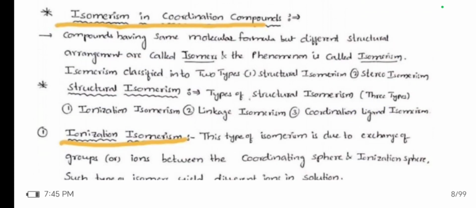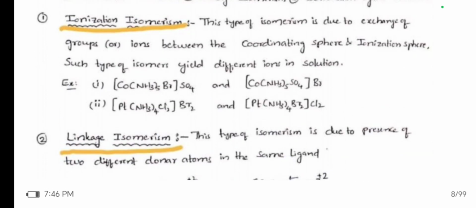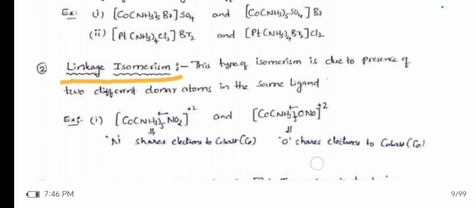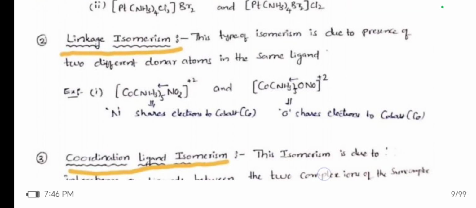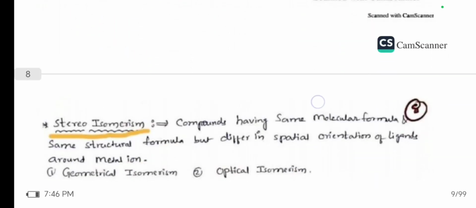Isomerism means here you have two different kinds: structural and stereo. Structural includes ionization, linkage, coordination, and ligand isomerism. For this, you practice examples. Ionization means different types of ions. Linkage means the linkage is different. Coordination and ligand means the complete coordination complex is different.